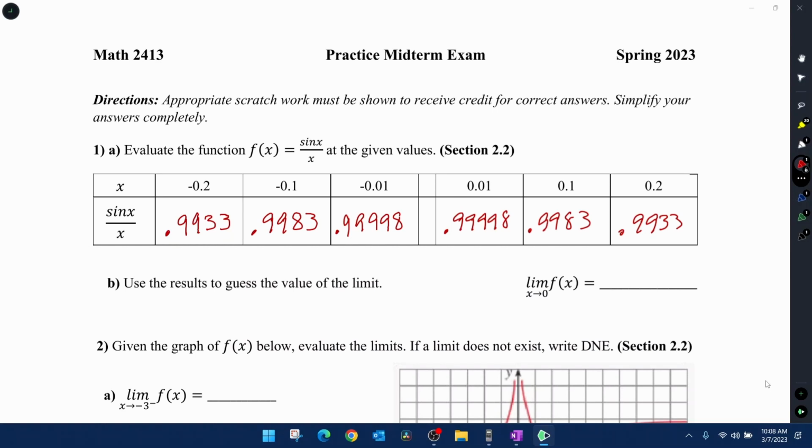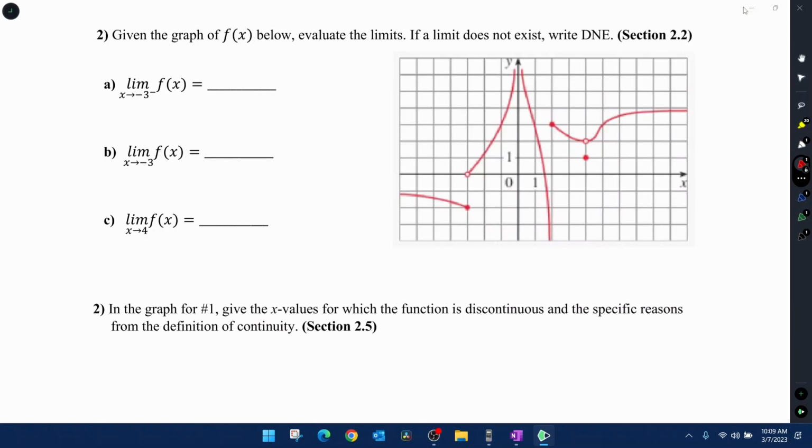And now can we answer part B? What do you think the limit is approaching? Y'all see that it does say as x approaches 0, and the x values are approaching 0 from both sides. Our function is approaching a value of 1. All right, are we ready to do problem number 2?